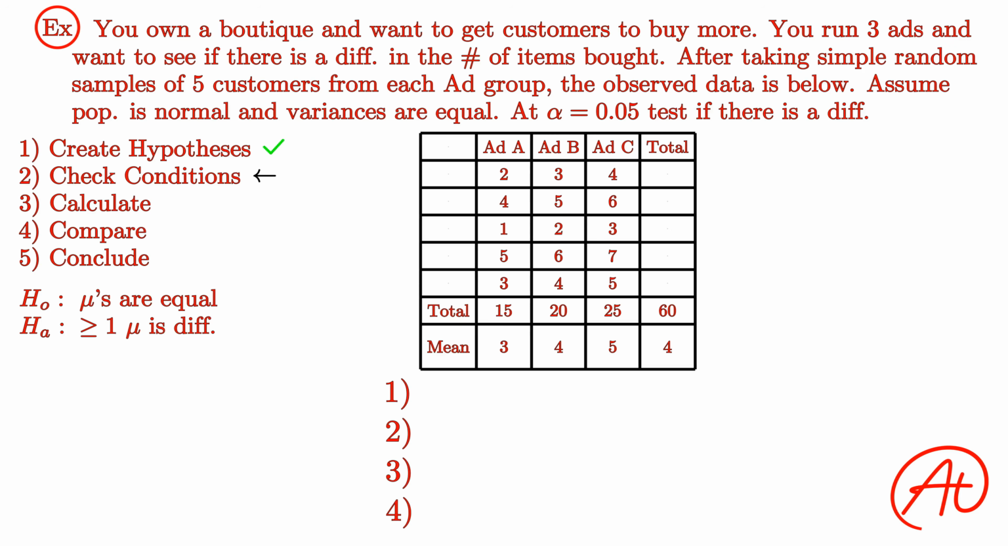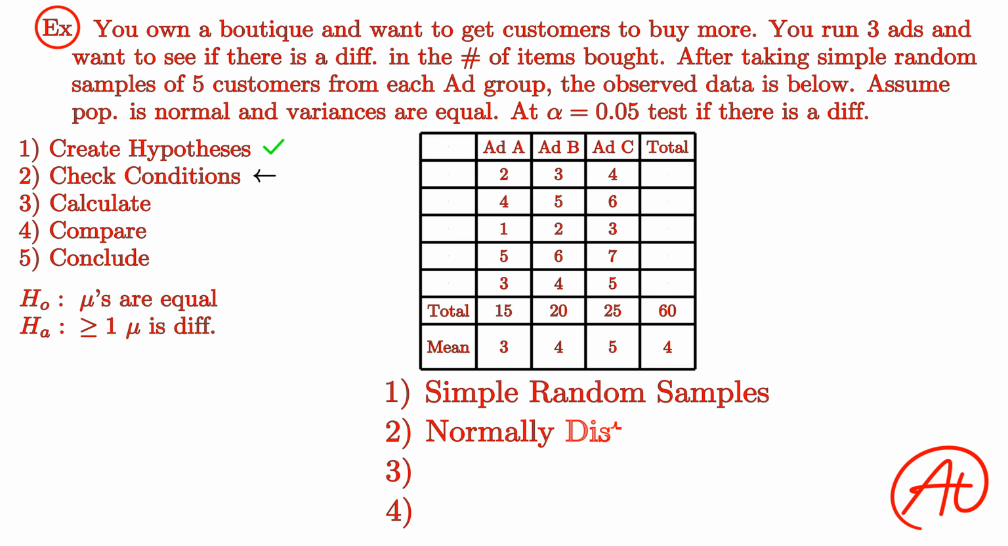Essentially, we're trying to make sure that the data we collected is a good representation of the overall population. The first condition we need to meet is that the data we collect is from simple random samples to ensure we picked our data points randomly. The second is that our sampling distributions need to be approximately normal.